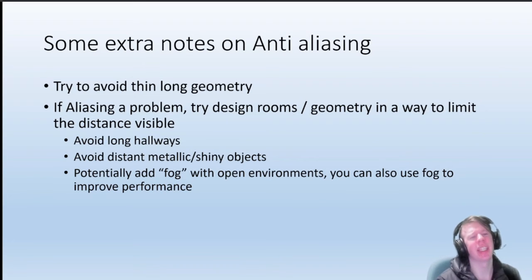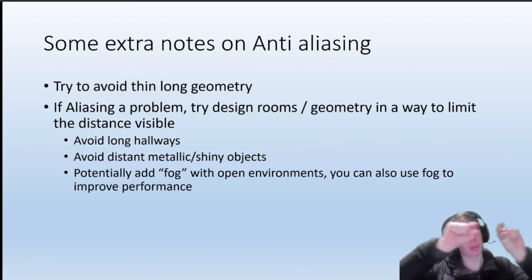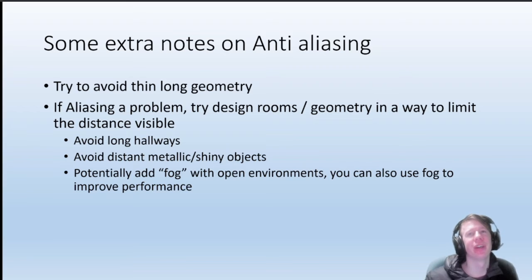Some more notes on anti-aliasing: if you can, you want to avoid the aliasing artifacts when you're developing your art assets. The worst assets are skinny poles, things like pipes and things that are like sticks.